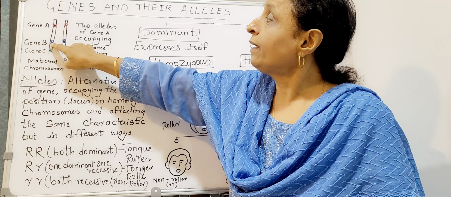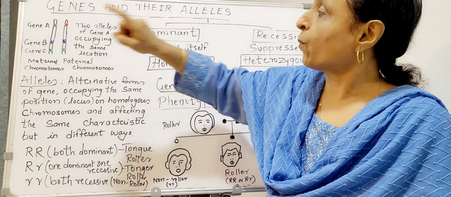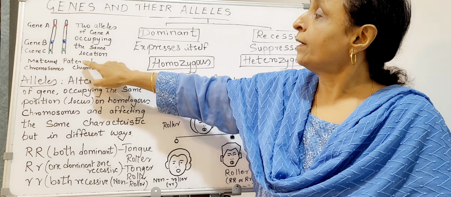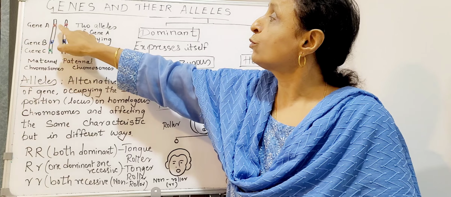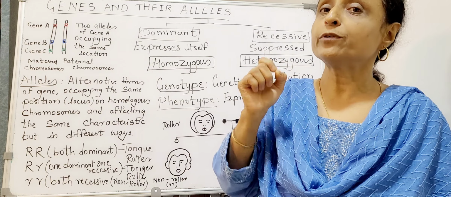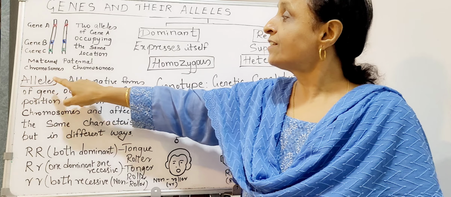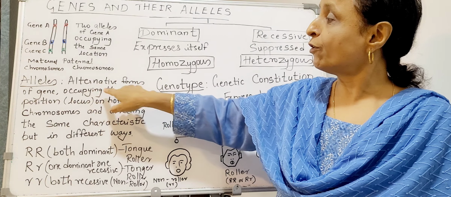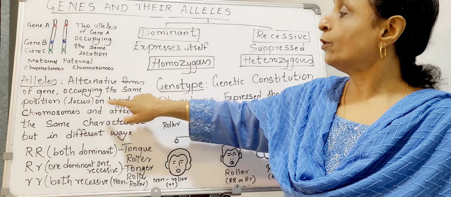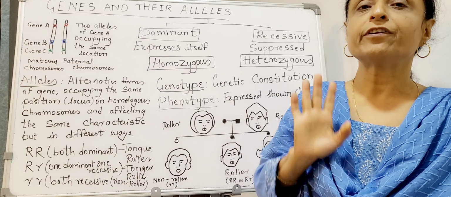Now gene B is at this locus, and gene C is at this locus. One comes from the mother, the maternal chromosome, and the other comes from the paternal chromosome. So these two alleles occupy the same location, the same position on the homologous chromosomes. Alleles are alternative forms of a gene occupying the same position, that is the locus, on homologous chromosomes and affecting the same characteristic but in a different way.